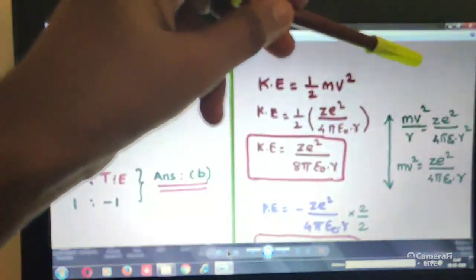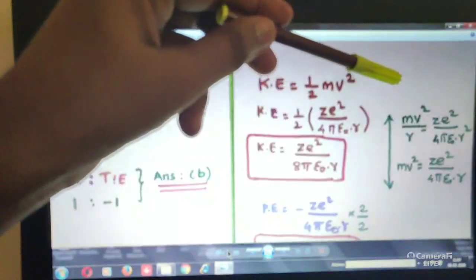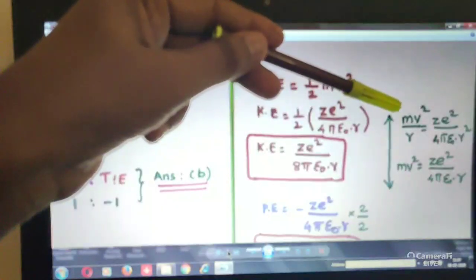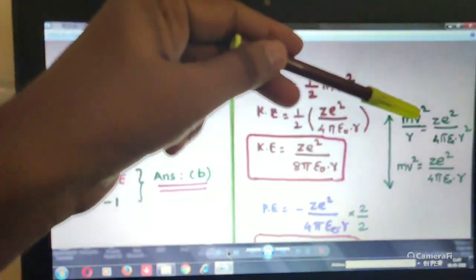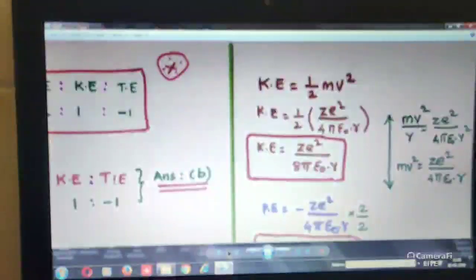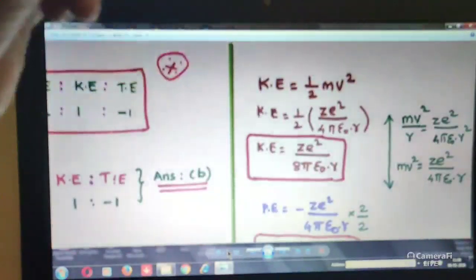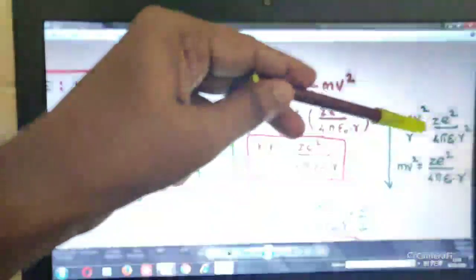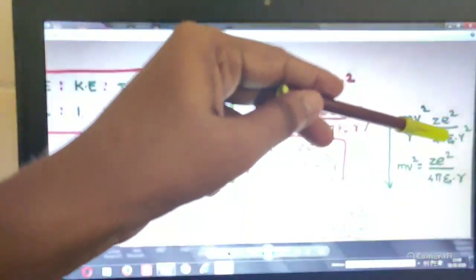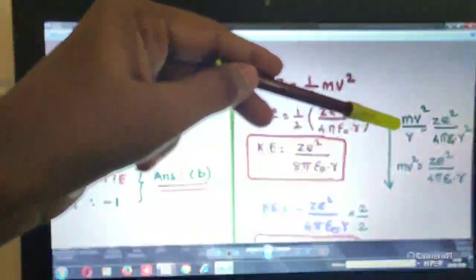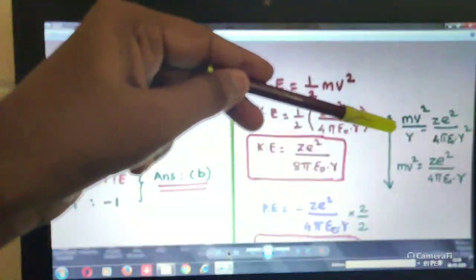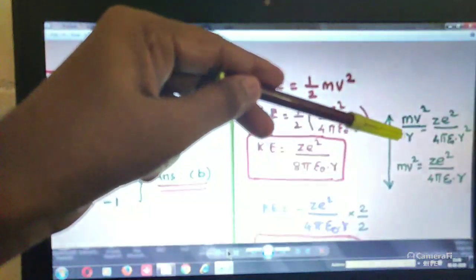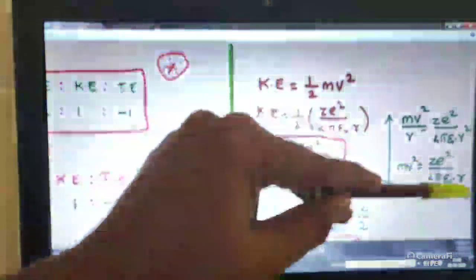So we know in that Bohr's atom model, the electron has the centripetal force from the derivation, which we can relate with the electrostatic force between the nucleus and the electron. That is, mv squared divided by r is equal to Ze squared divided by 4π epsilon naught into r squared. Then on both sides the denominator r value cancels, so only one r remains.